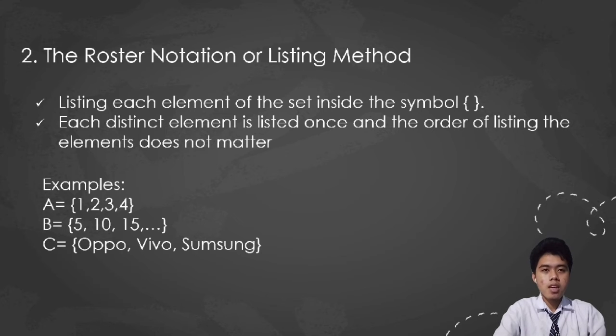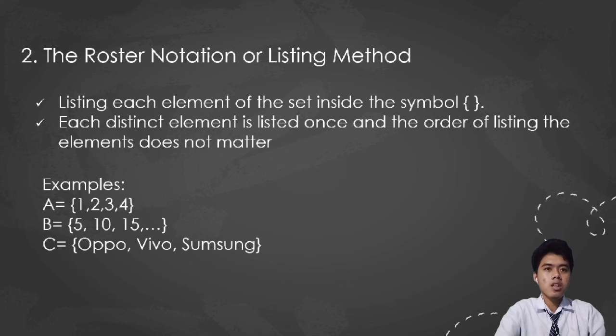So, set A, doon sa set A ng description method, set of counting numbers less than 5. So, kung ililista natin siya, magiging set A is equal to {1, 2, 3, 4}. It is counting numbers less than 5. Hindi siya nag-exceed sa 5. So, sabi naman natin, set B is the set of positive multiples of 5. So, kung ililista natin siya, set B is equal to {5, 10, 15, ...}. Yung tatlong dot, nagre-represent yan ng and so on, or etc.